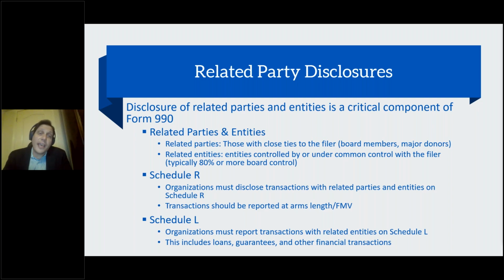And then we have Schedule L, which really reports transactions with related individuals, including loans, other financial transactions. Maybe there's a related party that's a service provider to the organization. Those types of transactions would be broken out and reported on Schedule L.